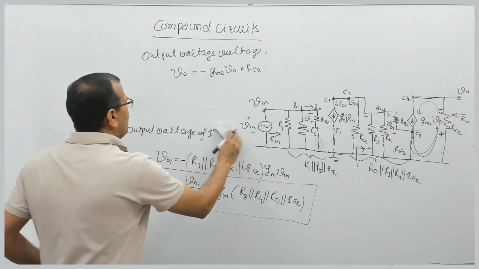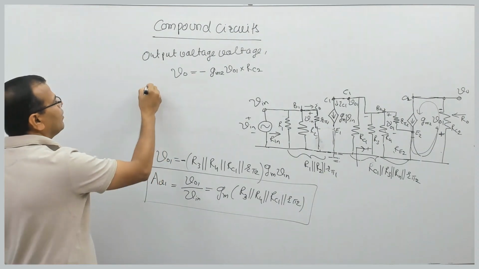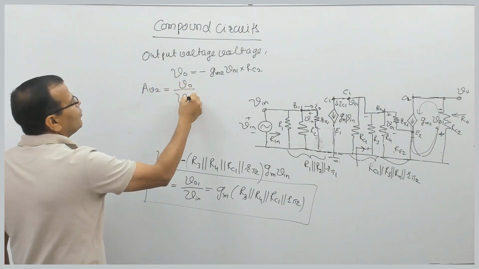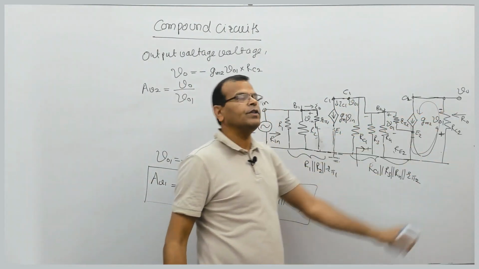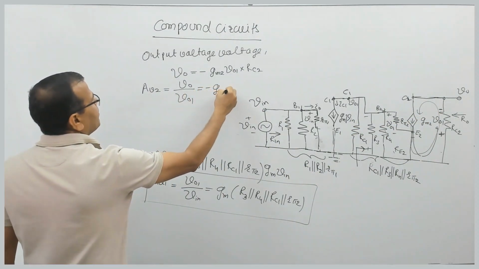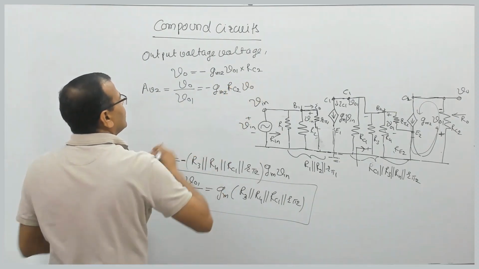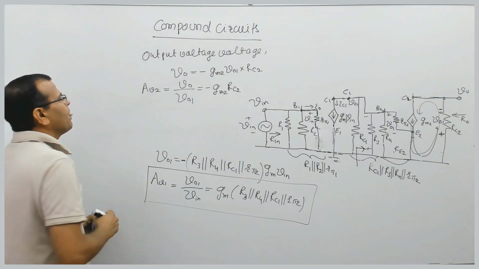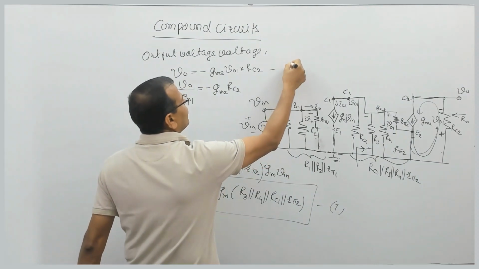So now what is the voltage gain of the second stage AV2? V0 upon V01. Why? Because the input to the second stage is V01, and the output of the second stage is V0. So the voltage gain of the second stage is minus GM2 multiplied by RC2. That is your voltage gain of the second stage. Now suppose this is equation 1, and this is equation 2.